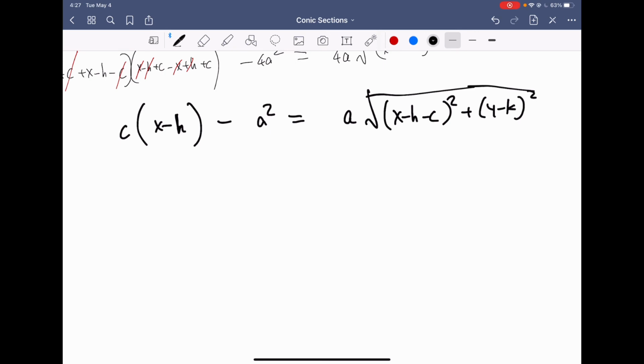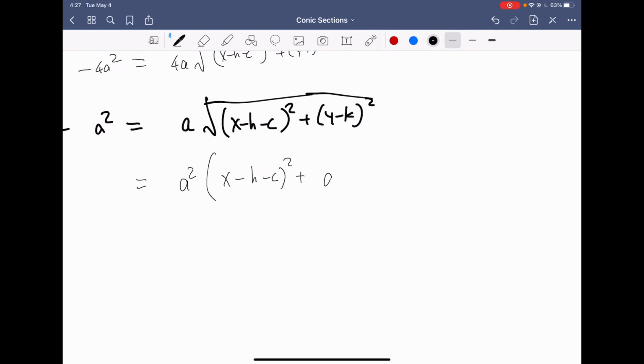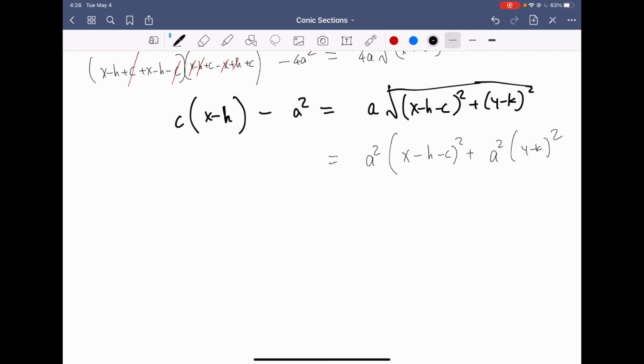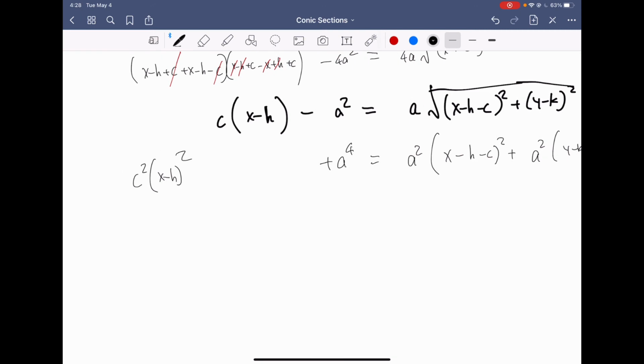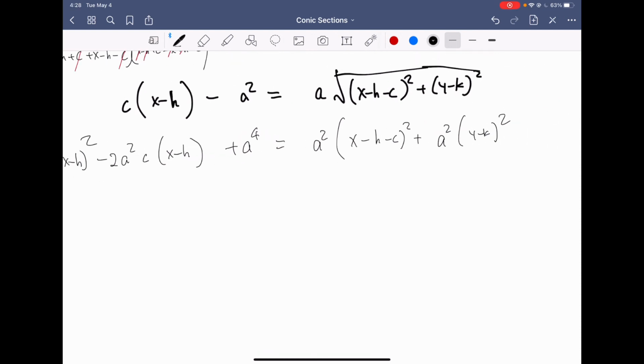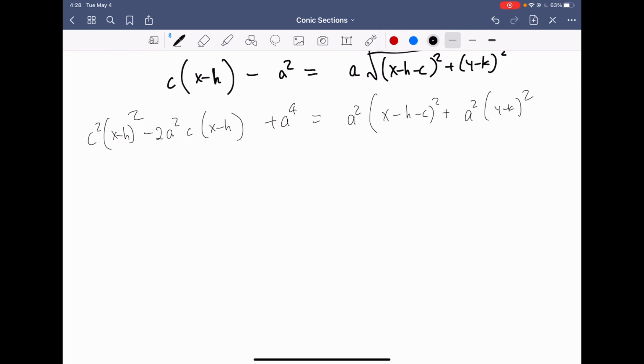Now this, let's move this and square both sides. We get this, minus h minus c squared plus a squared times (y minus k) squared. And this side, squaring both sides, what we would get is this term squared, and add this term squared, or this term squared would be a fourth, and minus 2 times a squared c times (x minus h). Kind of confusing at first, but I promise we're about done. Now, let's see what we have for the x term over here.